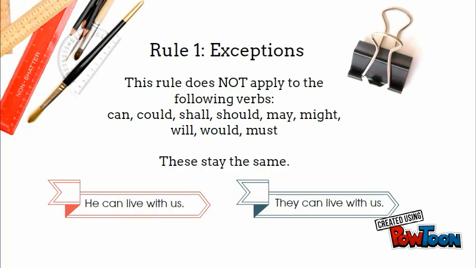Like many things with the English language, there are exceptions. This rule does not apply to the following verbs: can, could, shall, should, may, might, will, would, must. These stay the same. He can live with us, they can live with us.